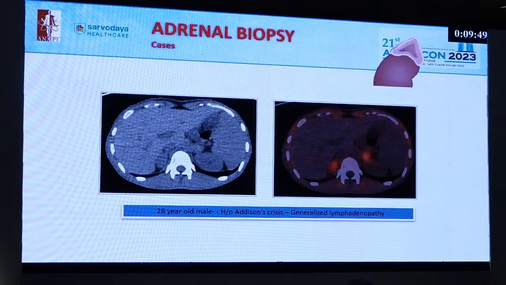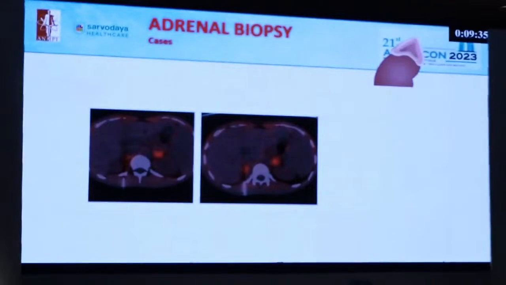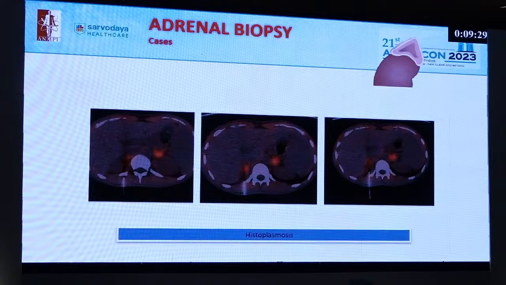So this is a case of bilateral adrenals showing FDG uptake, and along with it there is crura and pleura also. So we did a biopsy from this adrenal lesion, and as a rib was coming in between, we gave local anesthesia at the rib, and we approached slowly through the crura to the adrenals, and that revealed histoplasmosis.